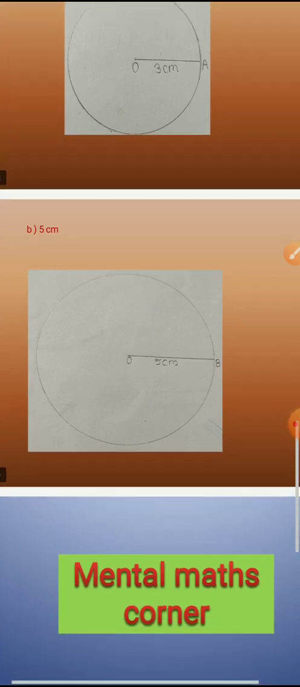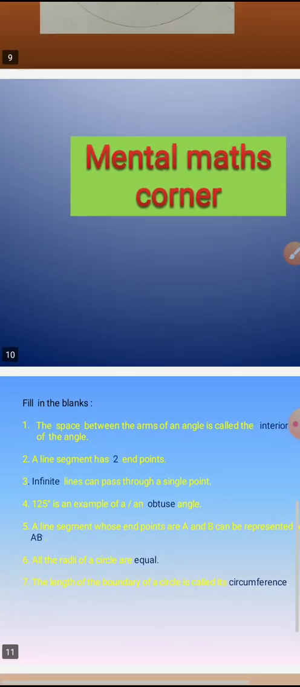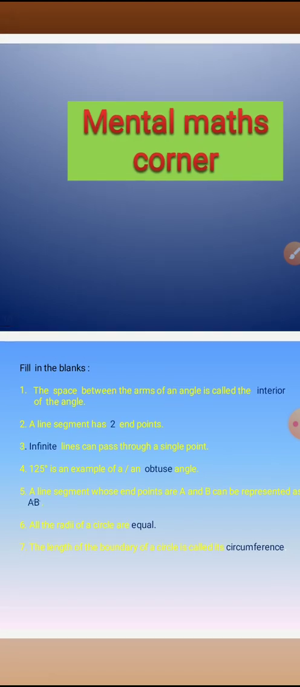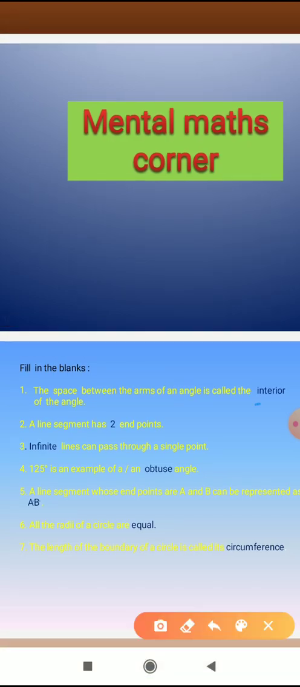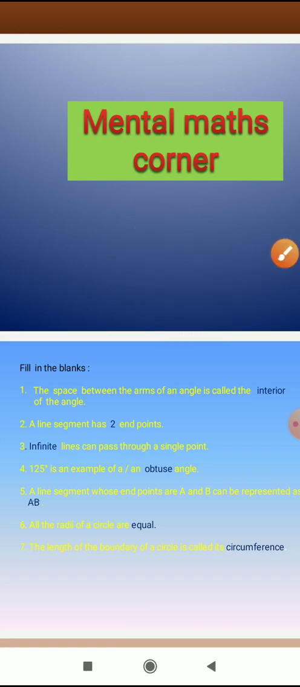Okay. Now, we will see mental math corner. See question, fill in the blanks. The space between the arms of an angle is called dash of the angle. So see student, this is a figure of angle. The space between arms, what is it called? Interior of an angle. This is interior. So your first blank is filled with the correct answer, interior.